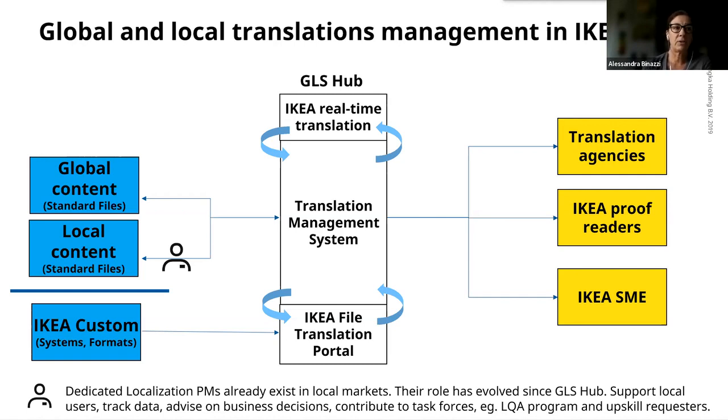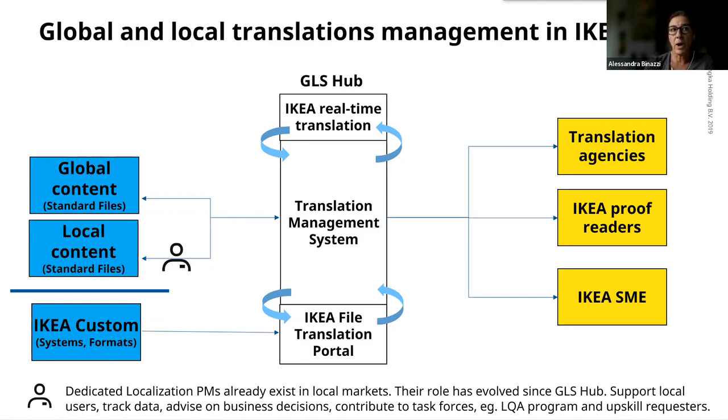At the bottom on the left side, you see also some IKEA custom content. So this is content that lives in repositories that are proprietary to IKEA. So the formats are usually custom formats. They're not necessarily standard files or standard formats. So in many cases, we actually funnel this content through our IKEA file translation portal, again, fully integrated with the rest of the GLS Hub. So machine translation engines are plugged in here. In fact, this is also our internal kind of IKEA Translate site where people can access our machine translation. And in a more advanced portal, we actually can process these specific custom formats that IKEA produces.